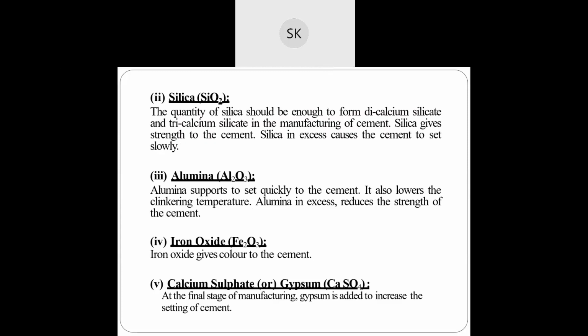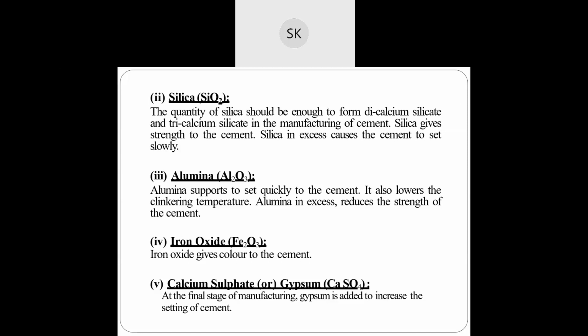Then silica. The quantity of silica should be enough to form dicalcium silicate and tricalcium silicate in the manufacturing of cement. Silica gives strength to the cement and in excess causes the cement to set slowly. So if excess silica is present, it will prevent the setting of cement. So it will increase the final setting time of the cement.